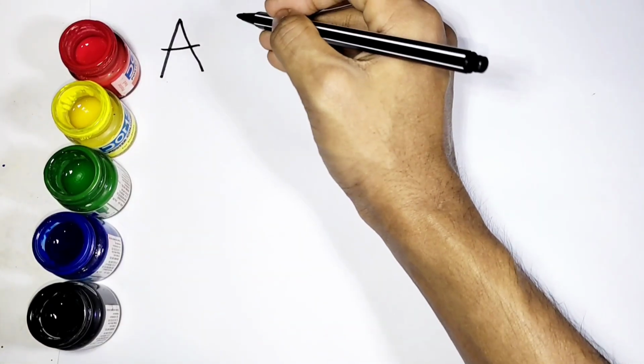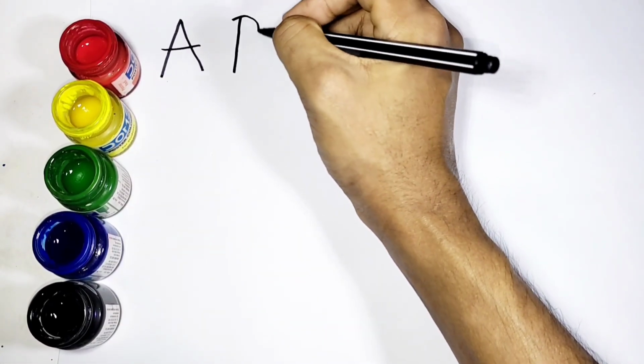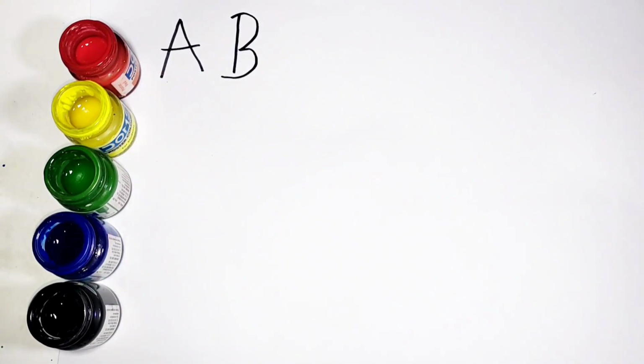A for apple, A for ant. The next one is B. Kids, now we draw the alphabet B. B for ball, B for bat.